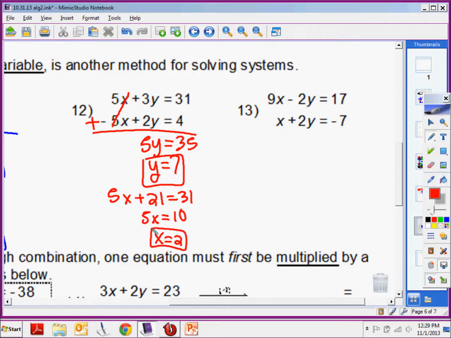Why do we do 5x plus 6? You can use either one. If I use the other one, I'm going to still end up with the same answer. If I use the negative 5x, I'm going to end up with negative 5x plus 2 times 7, which is 14, equals 4. I'm going to end up with negative 5x equals negative 10. So x is going to still be 2. It doesn't matter which function you use, you're going to still end up with the same answer.